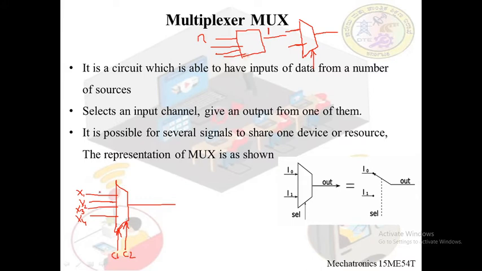Here one has to understand, if we have n input lines, then what is the number of select lines required?